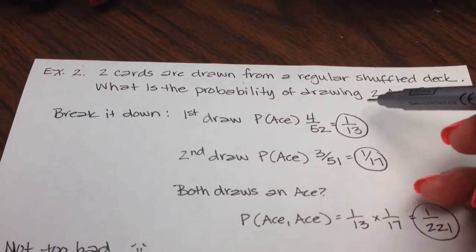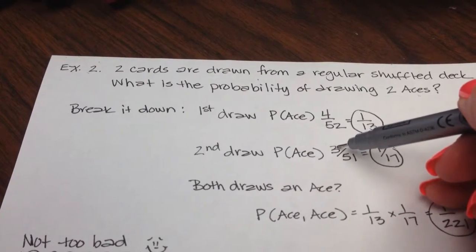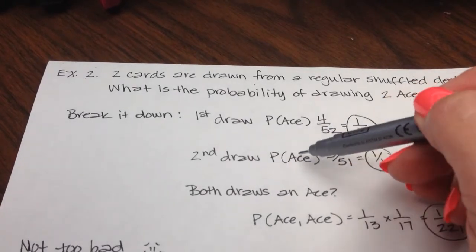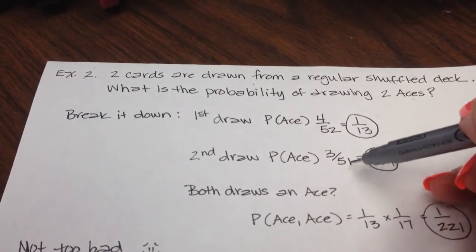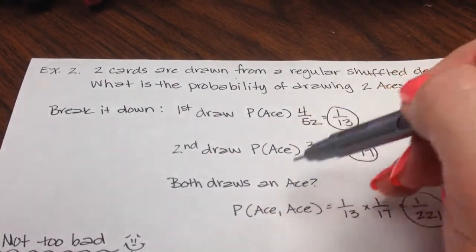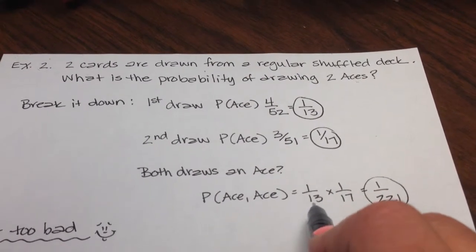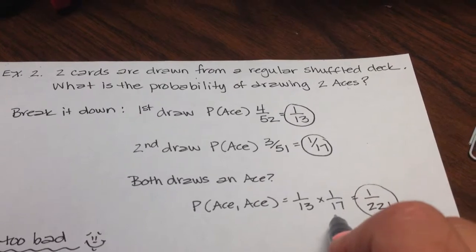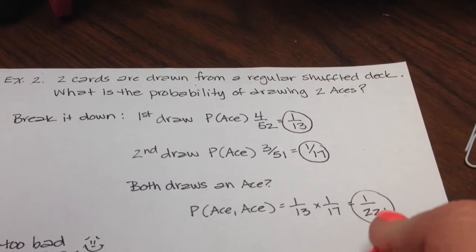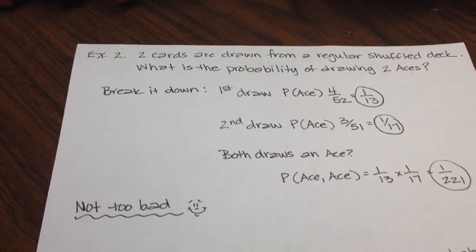Now, I'm not putting that ace back. So now how many aces are there? Well, there's only 3. And how many cards are there? There's no longer 52, there's 51. So the second draw, the probability of the ace would be 3 out of 51, but that can be reduced to 1 out of 17. So what's the probability of both draws being an ace? 1 over 13 times 1 over 17 is 1 over 221. You have 1 chance in 221 draws that both cards will be an ace. All right, so not too bad.